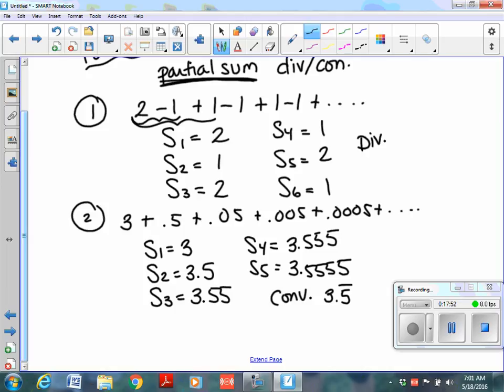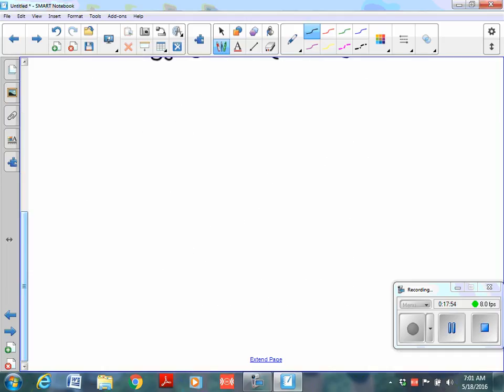The next one, number 3, all they want you to do is to tell if it's converging or diverging. And you can use whichever method you want.